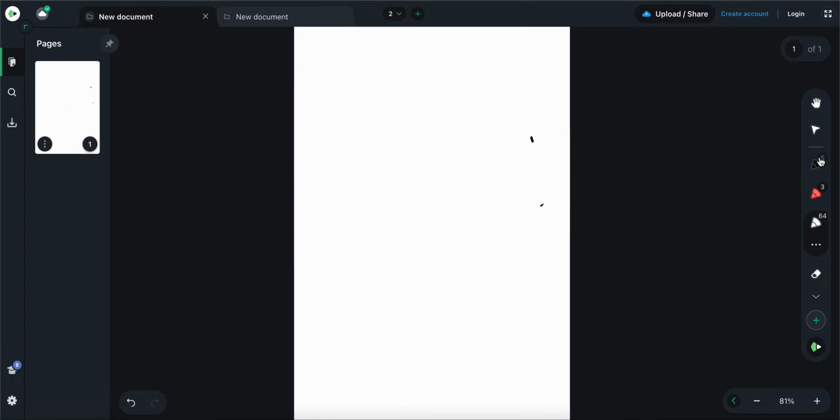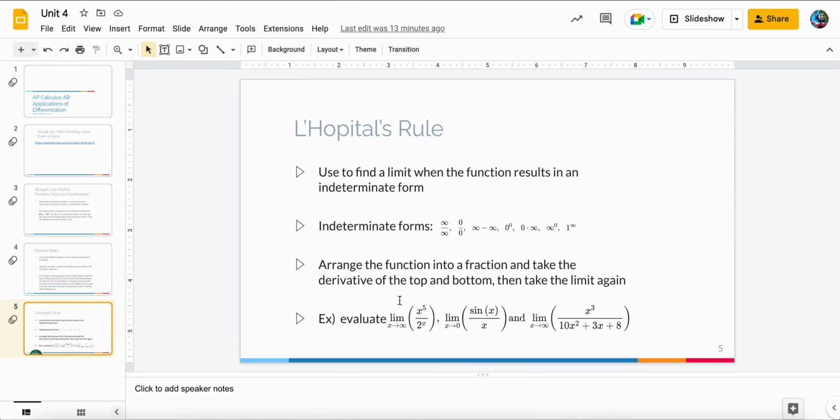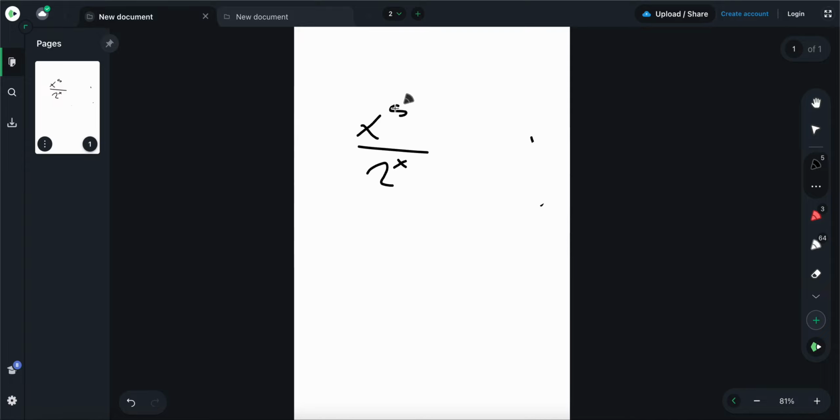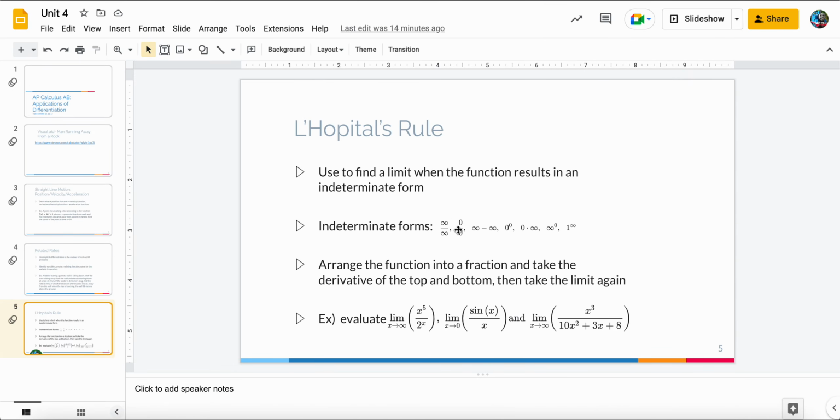x to the 5th over 2 to the x. Now when we put in infinity, the way we check in this kind of problem is we'll just substitute in infinity for x for both of these, because we're taking the limit as x approaches infinity in this problem. So infinity to the 5th is infinity, and 2 to the infinity is also infinity. So we get infinity over infinity, which is on our list of indeterminate forms. It's the first one right here.